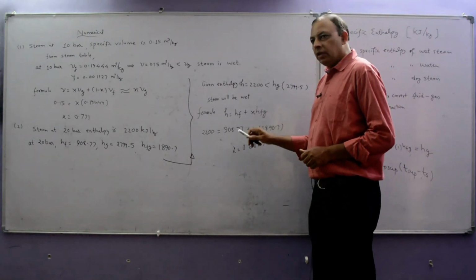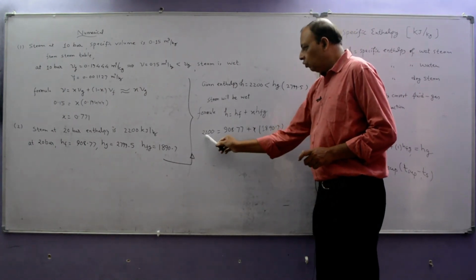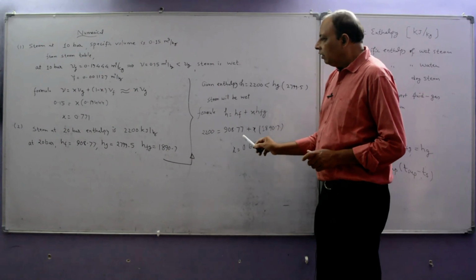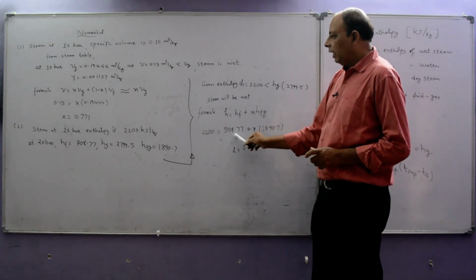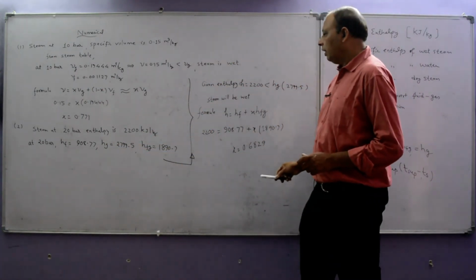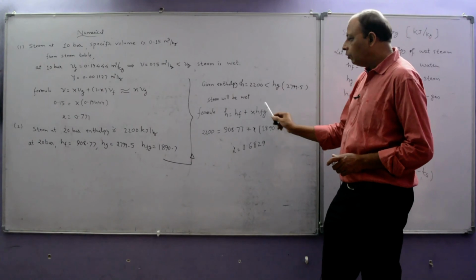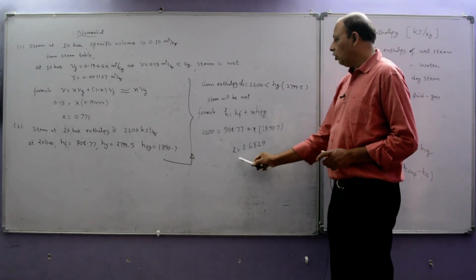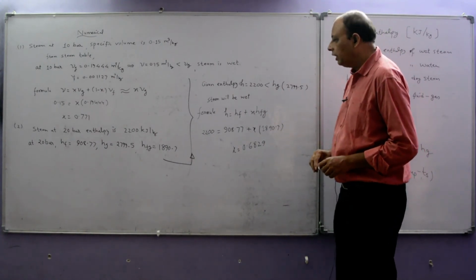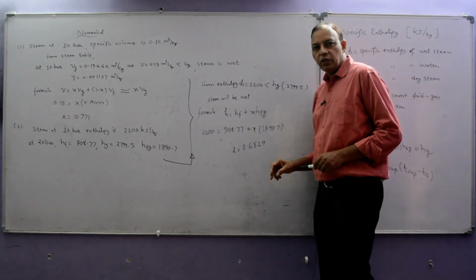Now we conclude this with 2200, and with the help of the steam table, Hf is 908.77 and Hfg is 1890.7. By putting these values we get the value of X equal to 0.6829. This is the dryness fraction of steam.